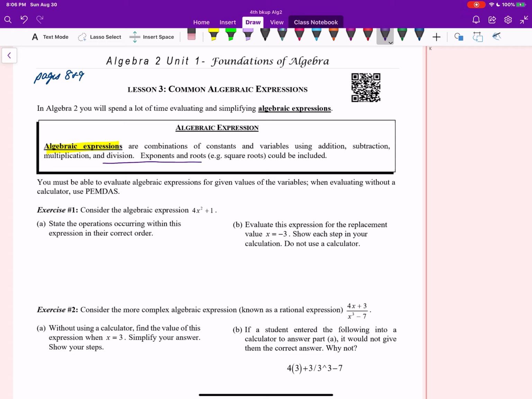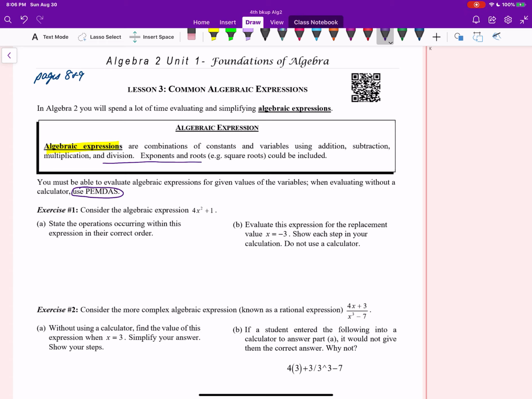When we're asked to evaluate an algebraic expression, we fall back on using PEMDAS, right? What's inside parentheses first, then exponents, then any multiplication or division, and then addition and subtraction.